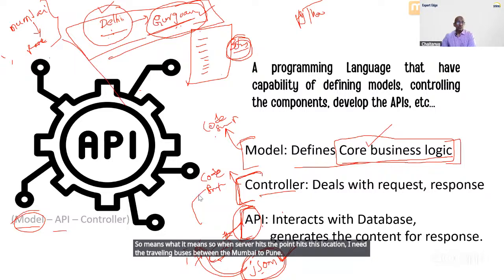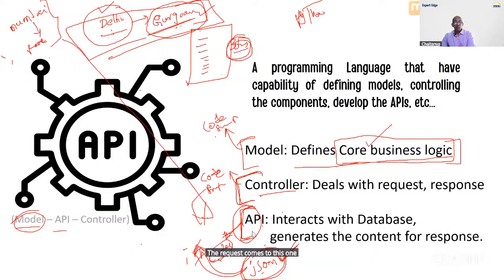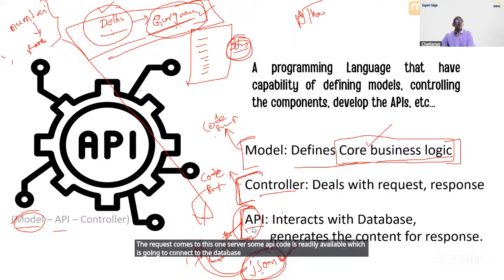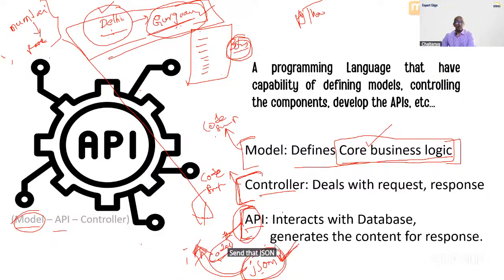The request comes to this one server. Some API code is readily available, which is going to connect to the database and fetch the buses which are traveling between Mumbai and Pune, and prepares that response data in JSON content and sends that JSON content to the React server immediately. API always does the same job.